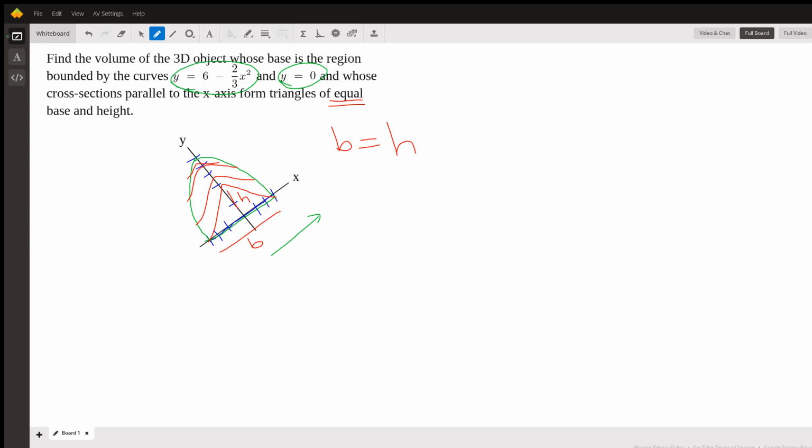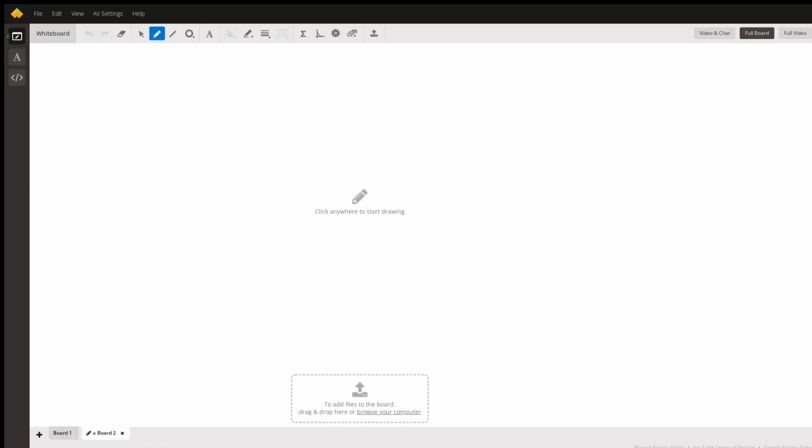And the way that we're going to set up this integral is by using a technique called volumes by slicing. The idea is we're going to consider a very small slice of this three-dimensional object, and we're going to ask ourselves, how would I compute the volume of this tiny slice? And so that's what I'm going to do on the next slide, on the next board here.